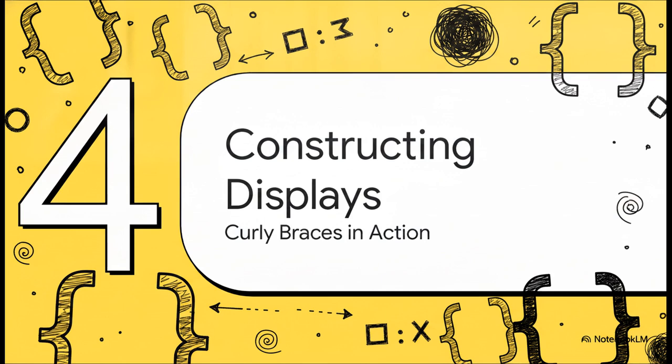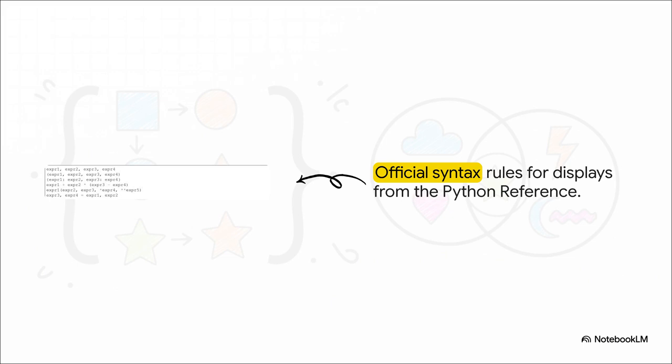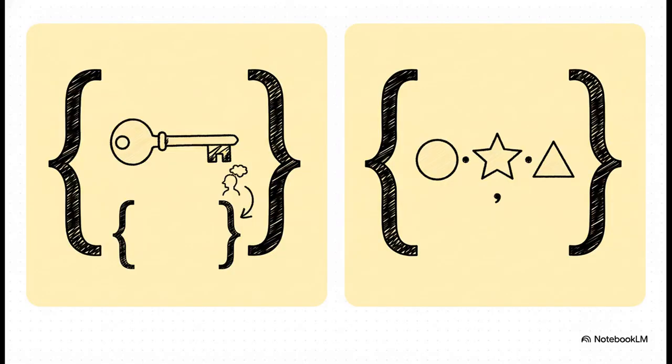All right, Section 4, Constructing with Displays, Curly Braces in Action. The crucial point now is understanding how we actually build these structures in our code using what the language reference officially terms displays. Python provides the special syntax to construct these containers. As you can see, both dictionaries and sets utilize curly braces, the shift bracket key on your keyboard. But their internal grammar dictates their true identity. Here is exactly how that grammar breaks down.